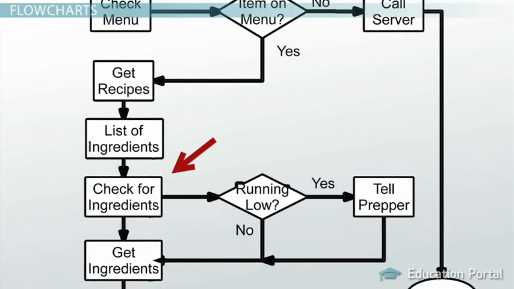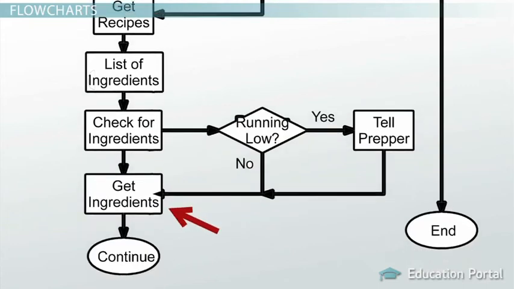Once we've made out the ingredients list, we go get them. When we do, we also check to see if anything is running low. If it is, we get the prepper to set up some more. We collect the ingredients and are done with this little part of the process.